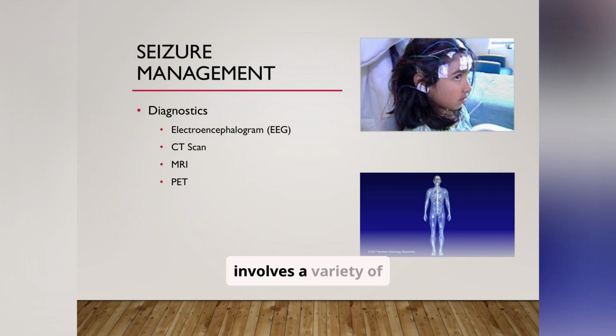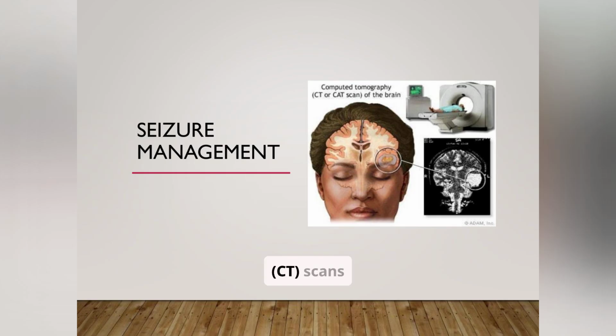Diagnosing seizures involves a variety of tools. An electroencephalogram, EEG, is used to measure brain activity, while CT scans, MRIs, and PET scans can help identify structural abnormalities or metabolic changes in the brain. Computed tomography, CT, scans provide detailed images of the brain, allowing us to identify structural abnormalities that may be contributing to seizures. These scans are particularly useful in detecting tumors, hemorrhages, and other lesions.